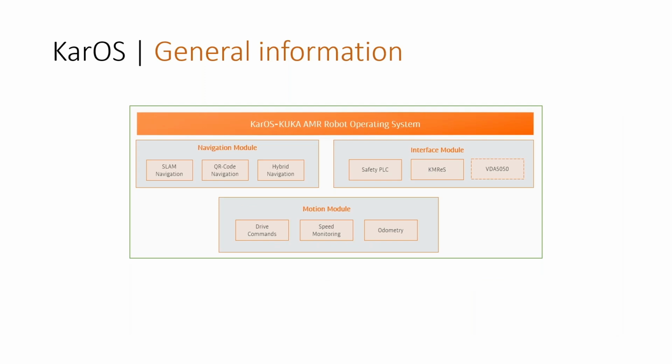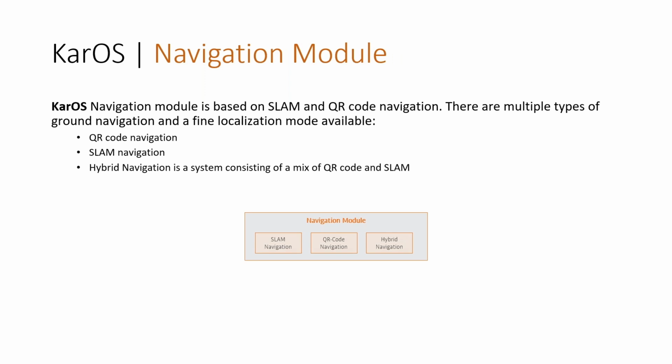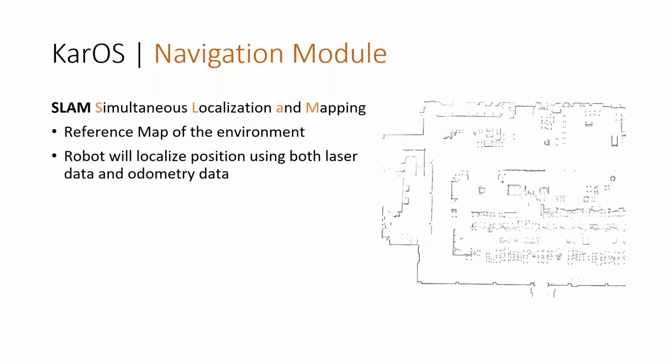KUKA is divided up into three sections: the navigation model, the interface model, and the motion model. So the navigation model is the section of the software that does SLAM navigation, using the LiDAR. We do QR code navigation using QR codes, obviously. And then we have a hybrid navigation system, which allows you to use a mixture of QR codes and SLAM in the same system.